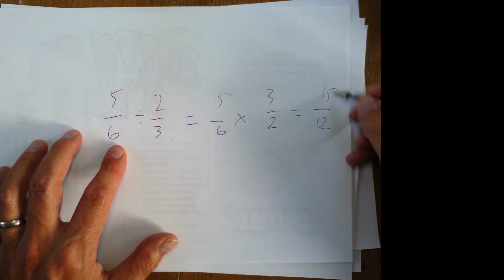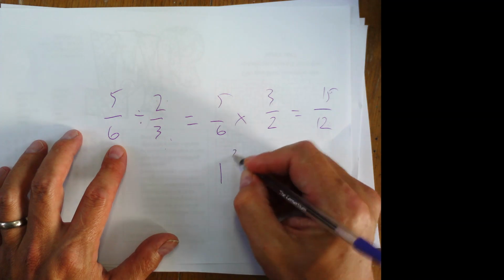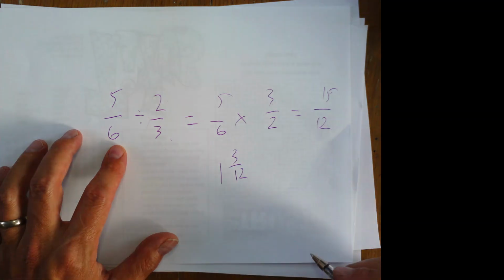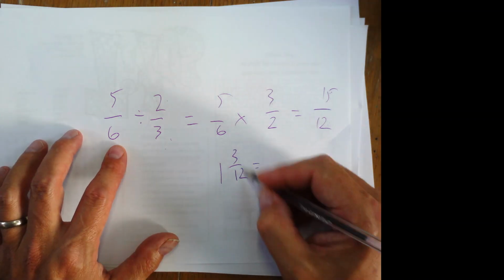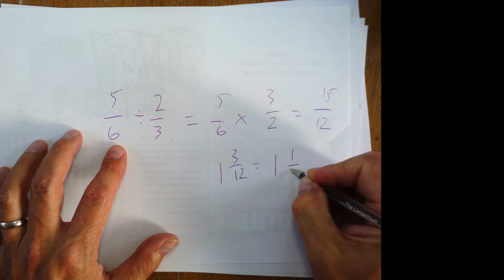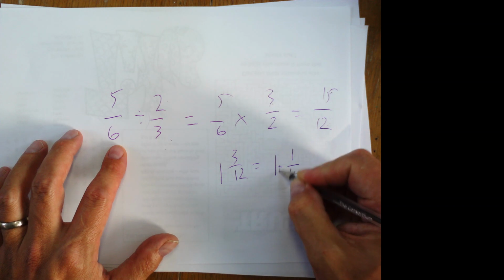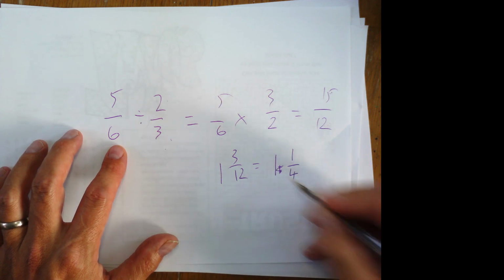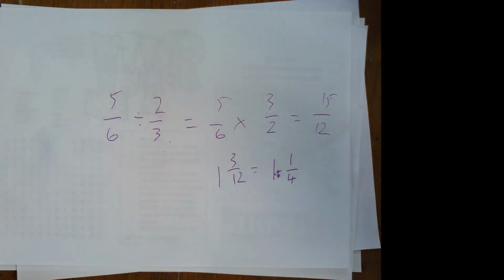So how many times do I get 12 and 15? I get it in once, and that leaves me 3/12 left over. Can I shrink that down? I can. So I can go to 1 and 1/4. Okay, so that will be the answer, 1 and 1/4, and that's straightforward maths.